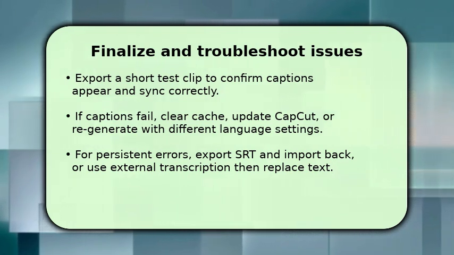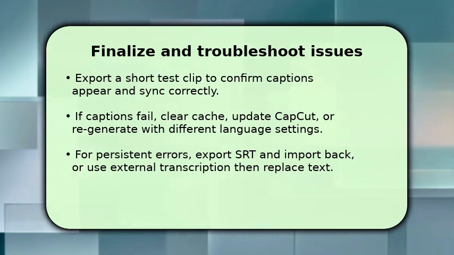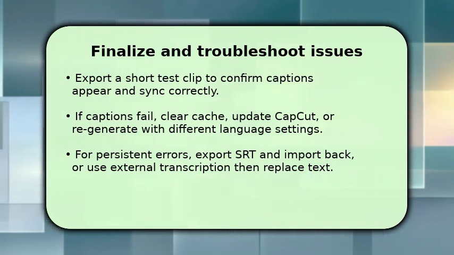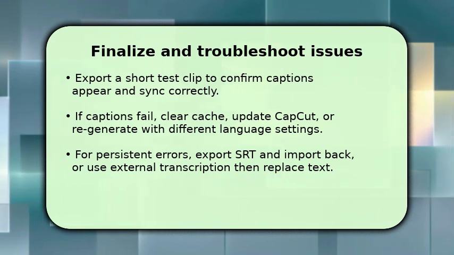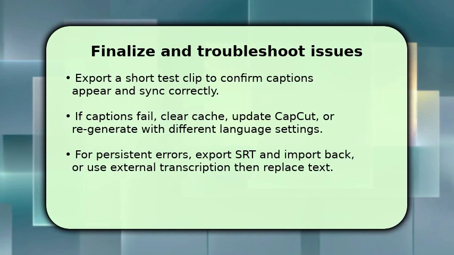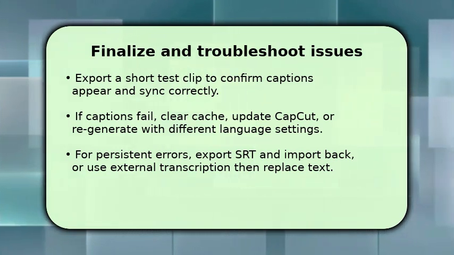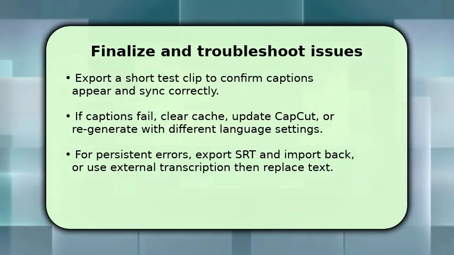If captions do not generate or are out of sync, clear the app cache and restart, update Capcut to the latest version, or rerun auto captions with a slightly different language or accuracy setting. When problems persist, export the captions as SRT, or use an external transcription service, then import the corrected text. This gives you a reliable fallback and solid control.